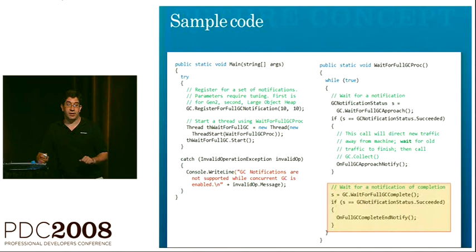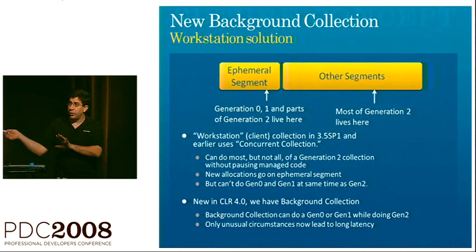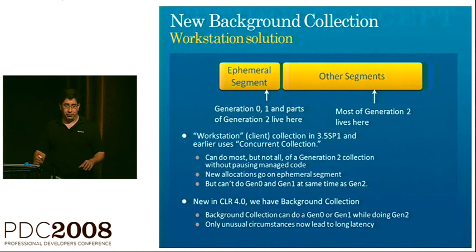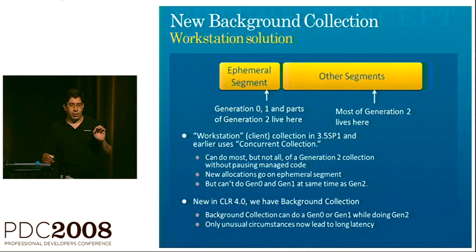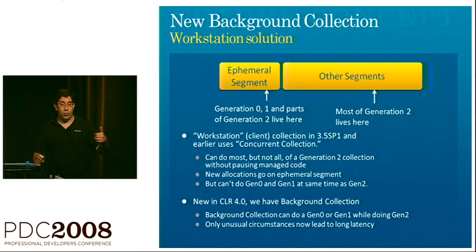Now on the client, life is much simpler. That unfortunately took some work. We think people are going to be willing to do that work. On the client, we're just going to do everything for you. So I want to explain a little bit about how our background collection, our concurrent collection, works. Today we have something called concurrent collection. I'm going to explain a little bit about how that works.